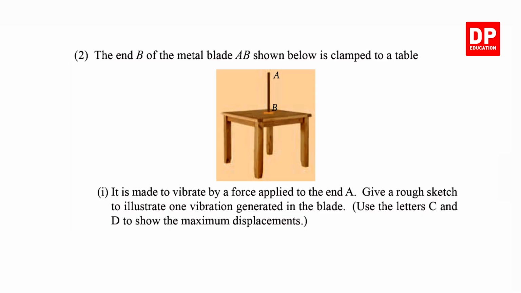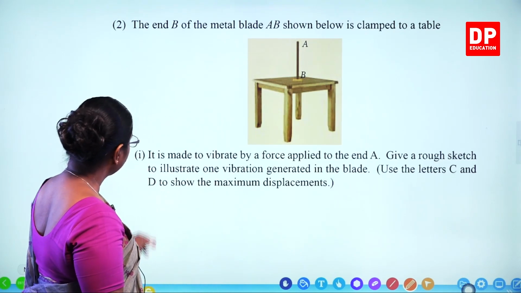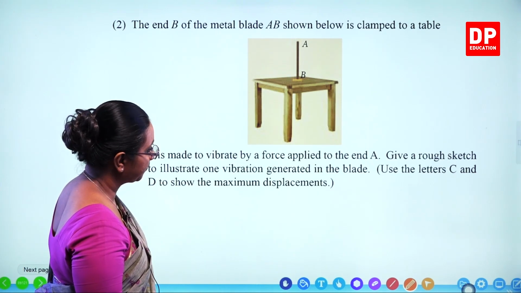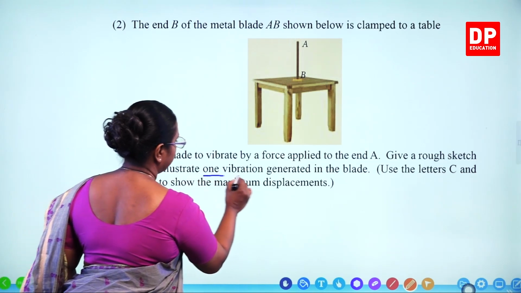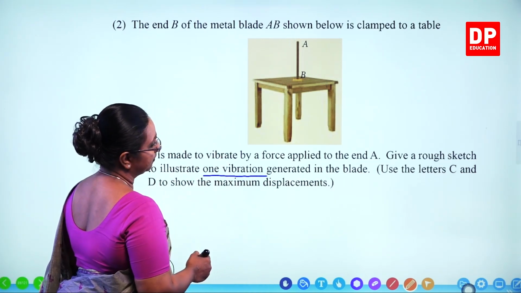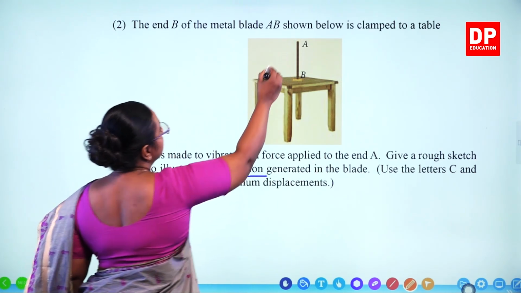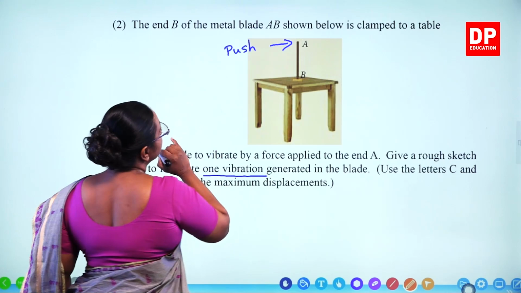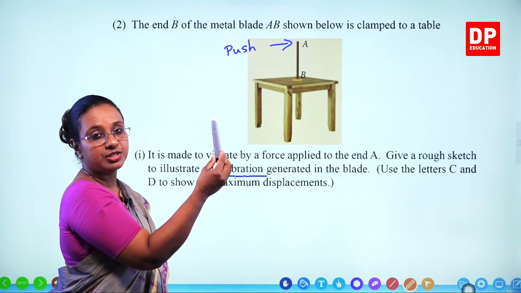The end B of the metal blade AB shown below is clamped to a table. So here you can see it's clamped to the table. It is made to vibrate by a force applied to the end A. Give a rough sketch to illustrate one vibration generated in the blade. Use the letters C and D to show the maximum displacement. So let's say we give a push from this side. So what will happen? First the blade will move this way. B will be fixed to the table.